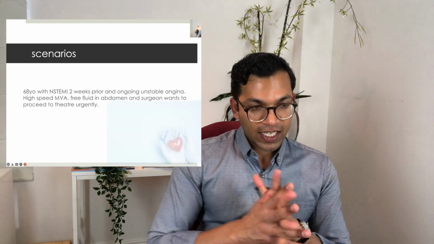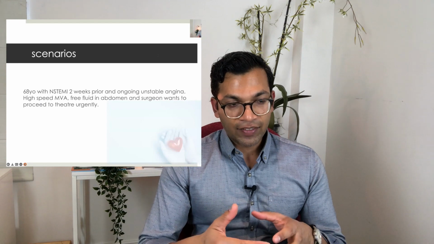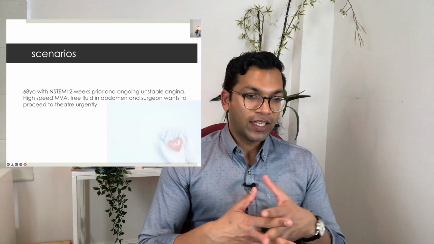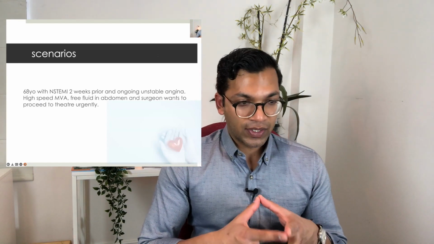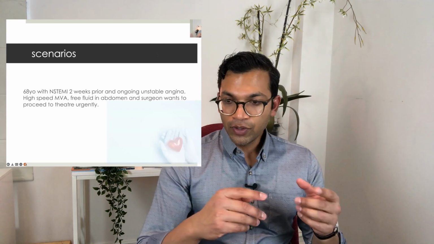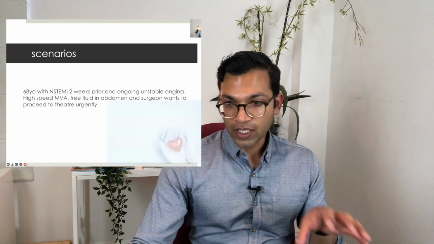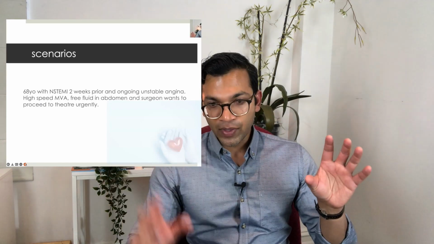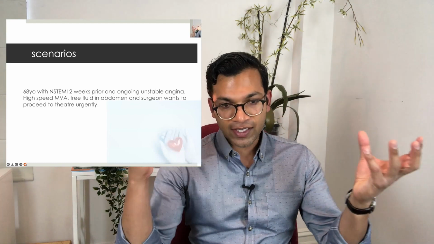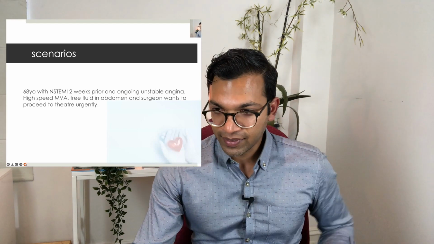So the first one, 68-year-old non-STEMI 2 weeks prior, ongoing unstable angina. They've had a high-speed MVA, free fluid in the abdomen, and the surgeon now wants to proceed to theatre urgently. So now going through, every anaesthetist loves morning coffee. What do you reckon you need to do at this point? Now, there's a conundrum, right? You've got a procedure that needs to happen, and you've got unstable angina. What do you reckon, Dean?